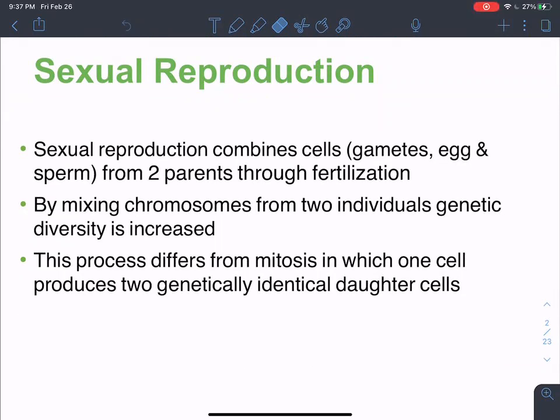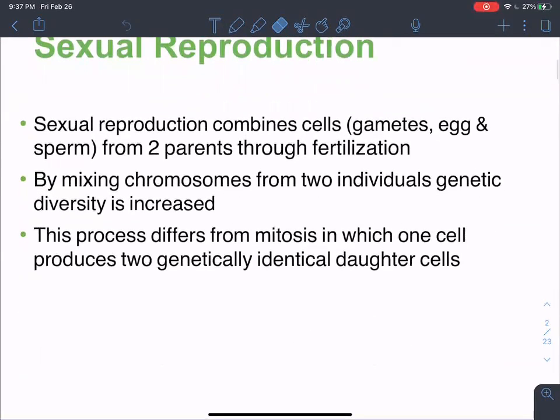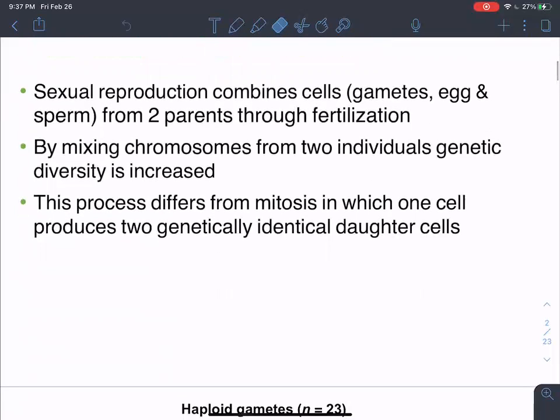So, jumping right in, we're going to get into sexual reproduction. Sexual reproduction is combining cells, sex cells like gametes, eggs, and sperm from two parents through fertilization. By mixing of the chromosomes from two individuals, the genetic diversity is increased. So that's pretty key. This is what increases diversity: mixing chromosomes from two separate individuals.